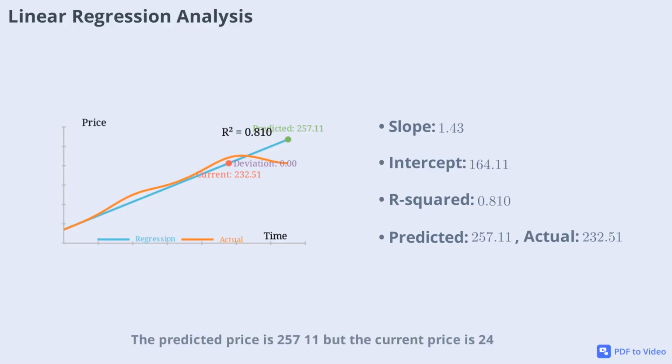The predicted price is 257.11, but the current price is 24.6 below this, suggesting a short-term undervaluation. This gap could present a buying opportunity if other indicators align. Let's see how regression analysis complements other technical signals.